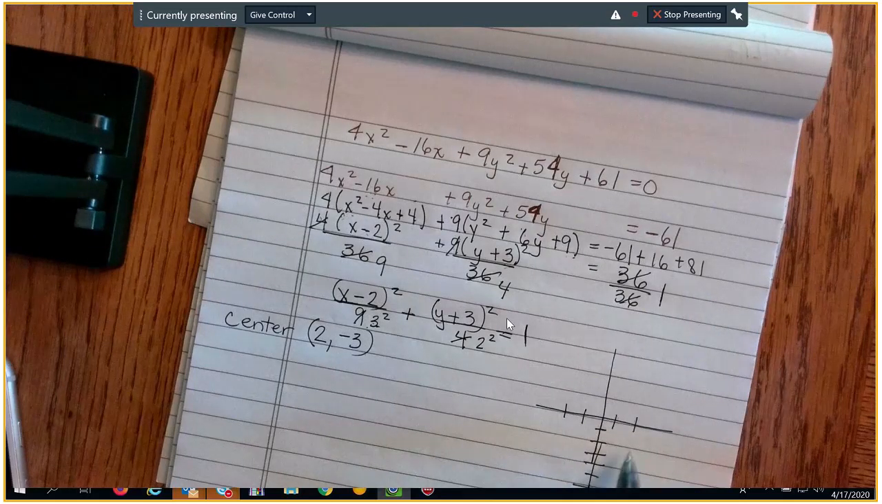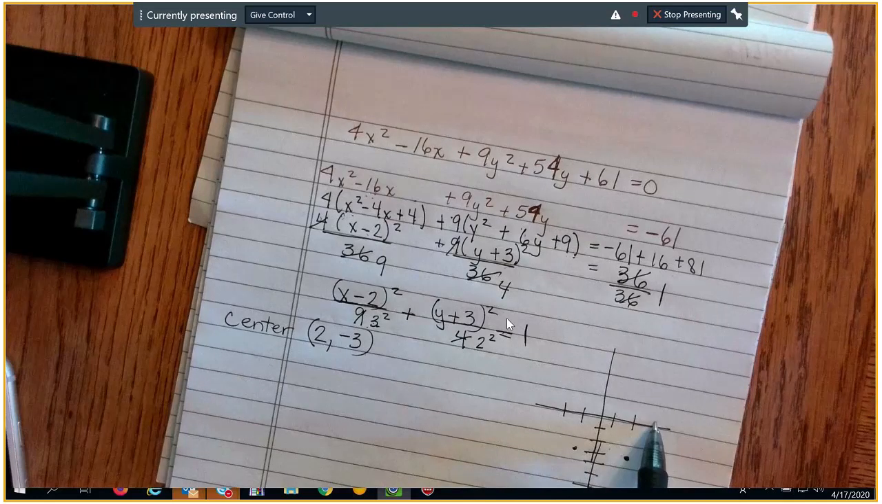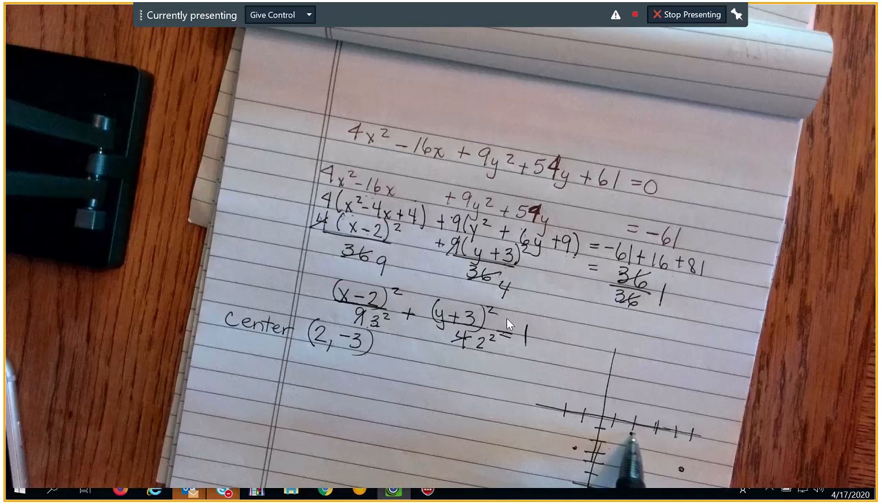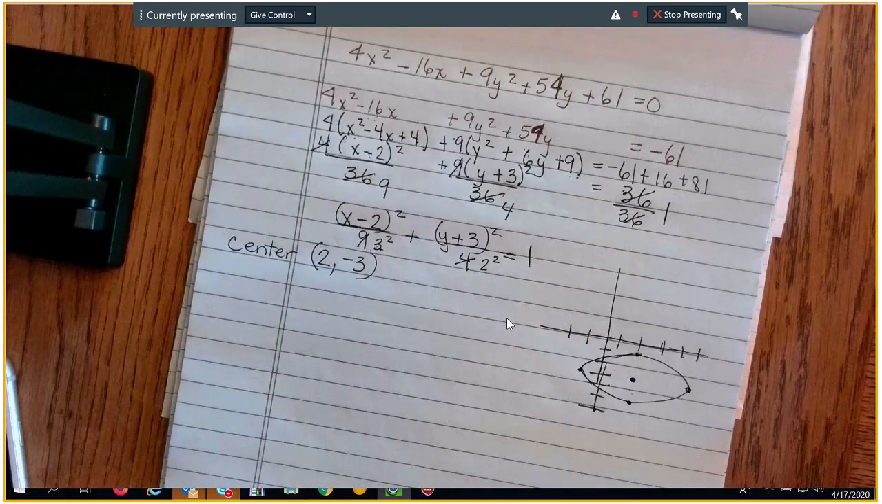So I'm at 2, negative 3 here is my center. On my x-axis, I'm going out 3, so I'm at 1, 2, 3 is an edge. 1, 2, 3 is my other edge. I'm going up 2, 1, 2, down 2, 1, 2. And so you can see that this ellipse now is going this direction. So it looks like it's kind of laying down.